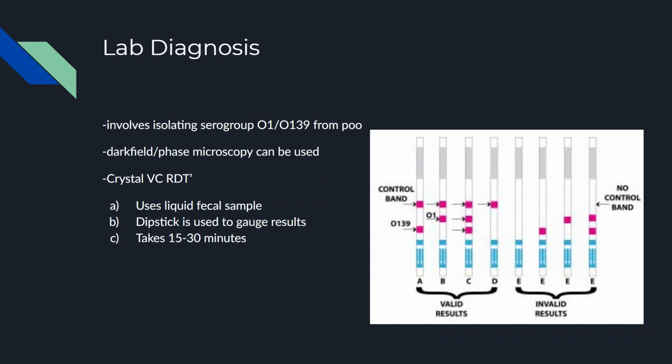So I looked at the lab diagnosis, and the way you do this is that you have to isolate serogroups O1 and O139 from fecal samples.